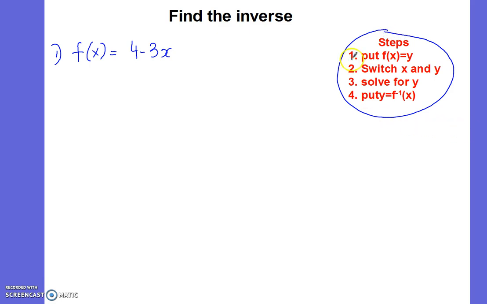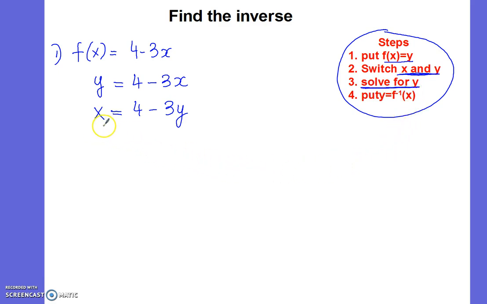So the first thing you need to do is, instead of f of x, you have to put it as y. So here, instead of f of x, I'm going to rewrite it as y equals 4 minus 3x. That's the first step. Then, switch x and y. Where you have x, you should put y, and where you have y, you should put x. So this becomes x is equal to 4 minus 3y. Now you have to solve for y. That's step number 3, solve for y.